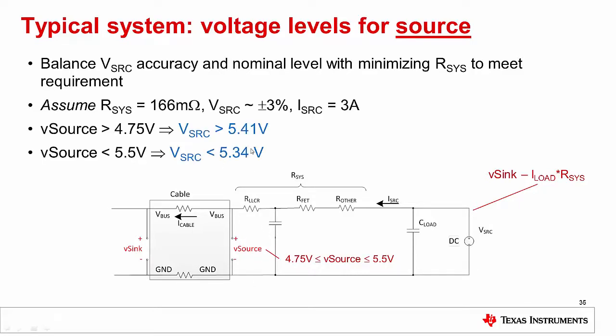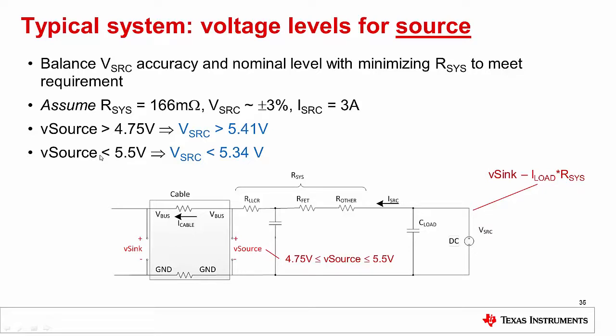So if we assume that the source is plus or minus 3% accuracy, assume we're sourcing 3 amps, and let's just take as an example something that doesn't work. Let's say that the total resistance in the system is 166 milliohms. Well, that means in order to make sure that V source is greater than 4.75 volts, then my source voltage has to be 5.41 volts.